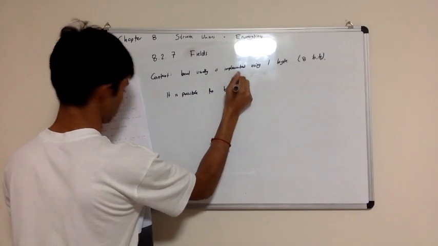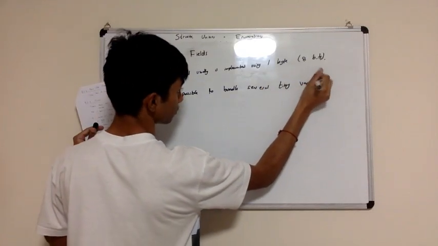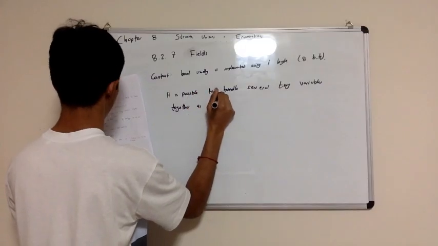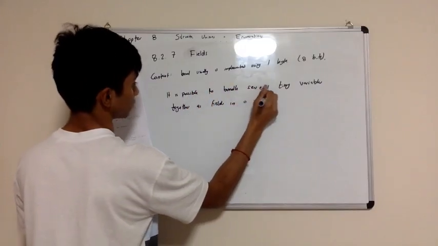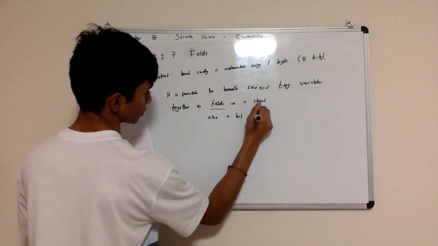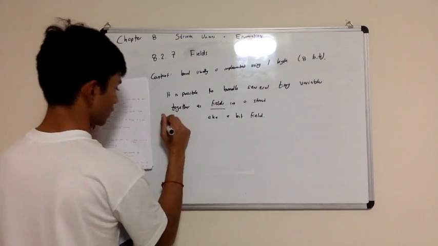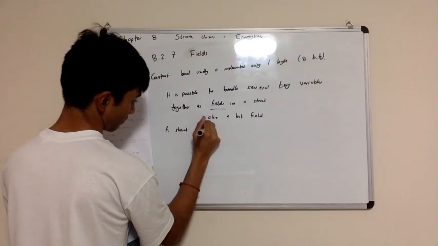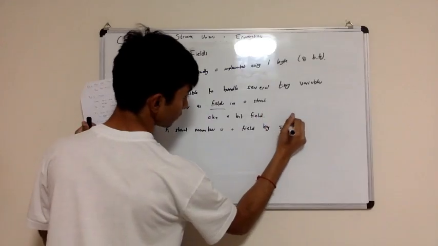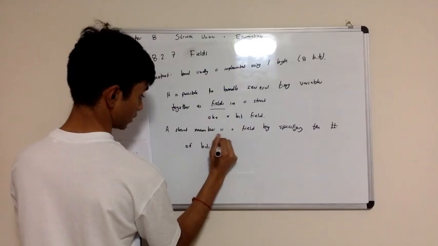to bundle several tiny variables together as fields in a struct. Sometimes this is called a bit field instead of just a field, because it's a field of bits. A struct member is a field by specifying the number of bits it occupies.